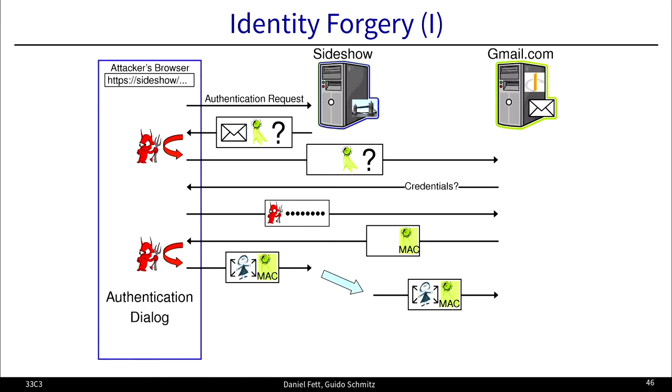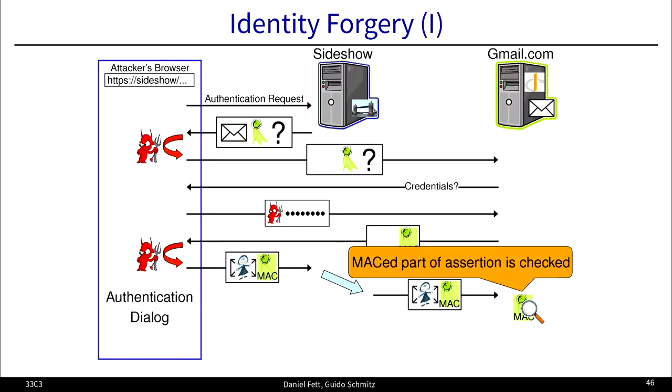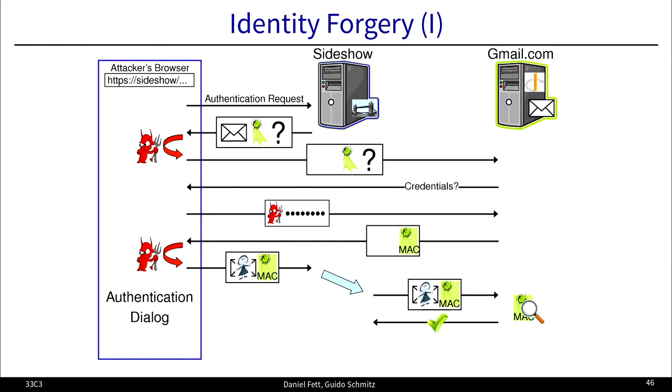Gmail now analyzes this document and sees, well, there's a signed part in this document. So I check this signed part. This signed part doesn't contain anything useful, but it is correct. It's not the wrong signature. So it checks out. And it sends back to Sideshow, yeah, I checked this document, looks fine to me. Now Sideshow looks at the document, sees that there's an email attribute, uses this email attribute, and the attacker is signed in to any Gmail account that he likes with the browser that is used with BrowserID.